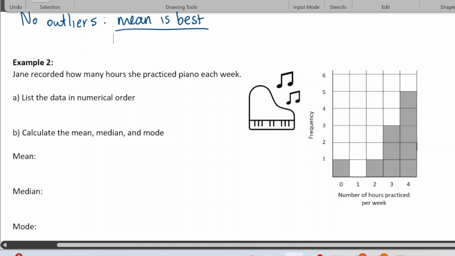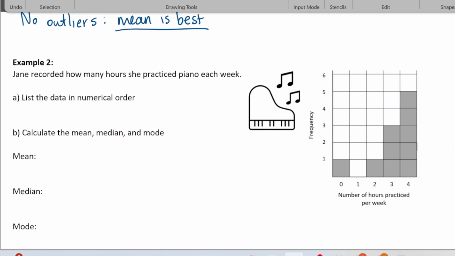This one is another practicing piano question. We've got a frequency chart here. So remember, the frequency chart shows the data just in a more visual way compared to a list. So this person practiced piano for 0 hours only one time. They never practiced for 1 hour in the week. They practiced for 2 hours one time. They practiced for 3 hours 3 times. And then they did 4 hours 5 times. Okay, so I have 1, 2, 3, 4, 5, 6, 7, 8, 9, 10 weeks represented here.